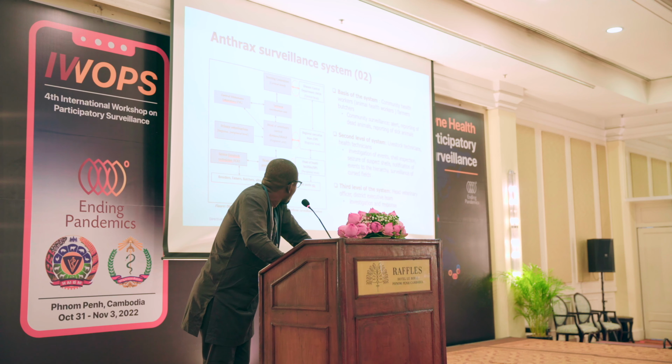At the base of the system, we have the community health workers, animal health workers, farmers, and butchers. In community surveillance, they make alert reports of dead animals. At the second level of the system, you have livestock technicians and health technicians who make investigations, inspection of meat, seizure of suspect meat, and notification. And at the third level, we have the doctor who makes investigations and reports.